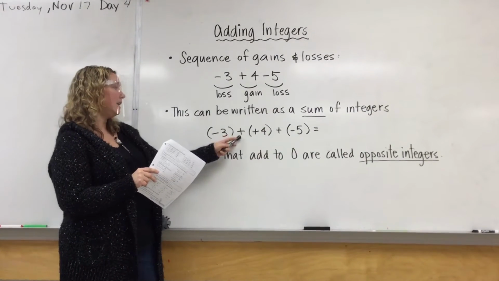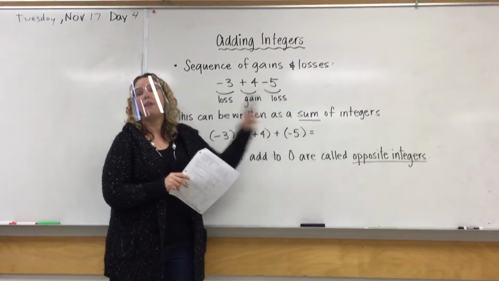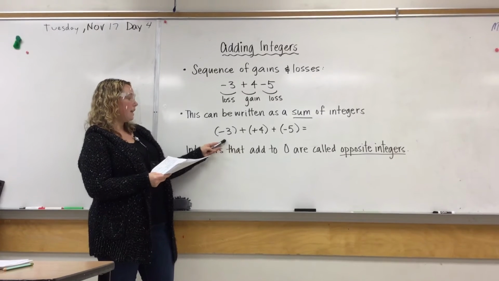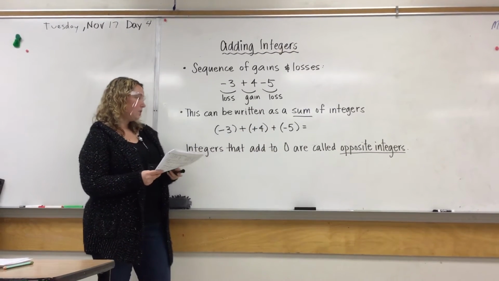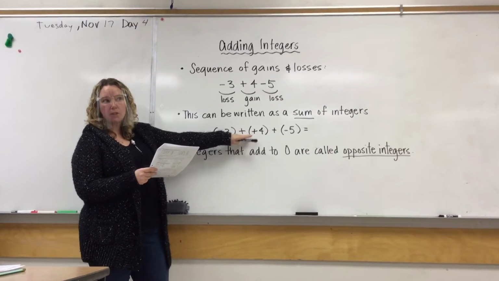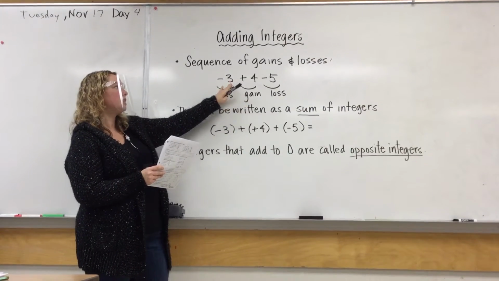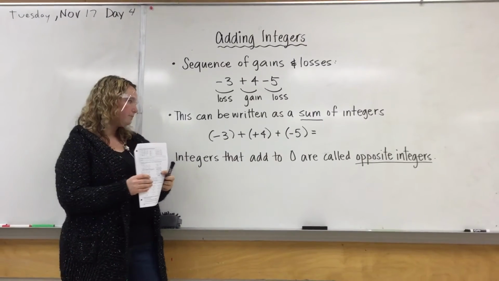And then an addition between them, because I'm putting it as a sum of integers, and sum means to add them up. So adding up negative 3 plus positive 4 plus negative 5. So that's what I mean by a sum of integers with a positive sign in between, and then a sequence of gains and losses just has their sign in between. It doesn't have brackets in there as well.